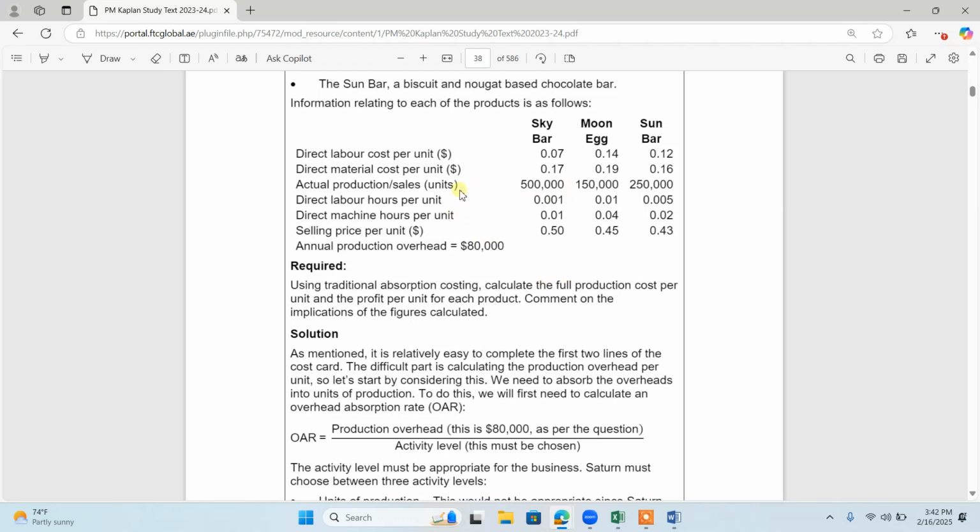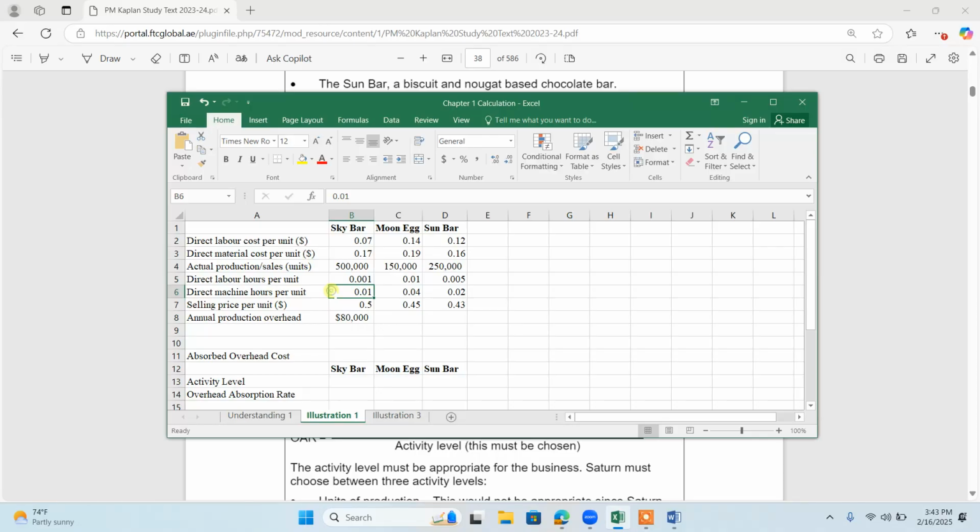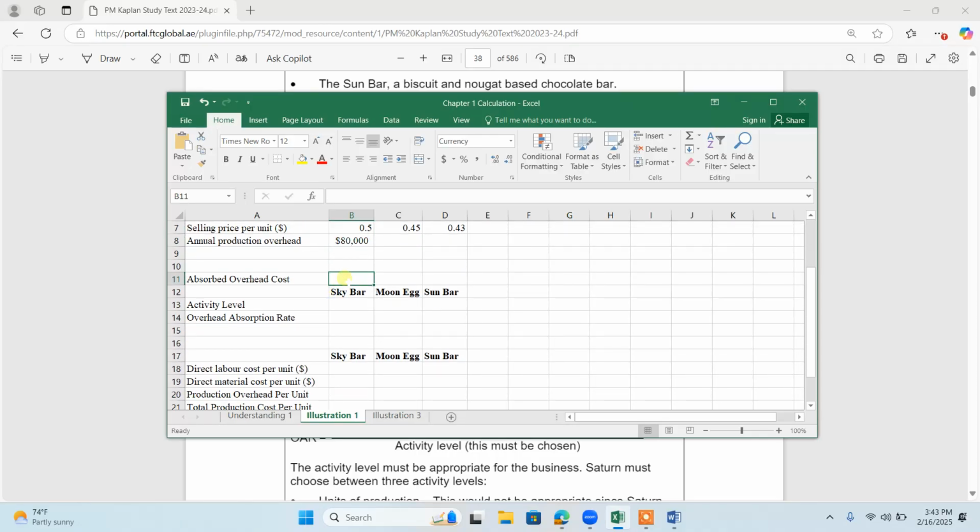So if you see this data, these products are more machine sensitive. You can see that the labor hours required for 1 unit are 0.001, while machine hours are 0.01, 0.04. So we can see that this value is greater than this one. So we are considering machine hours as the activity level. This way, we will calculate the per unit cost of each product, but which cost? Overhead cost. Material and labor we already have. So the annual production overheads are 80,000, as given.